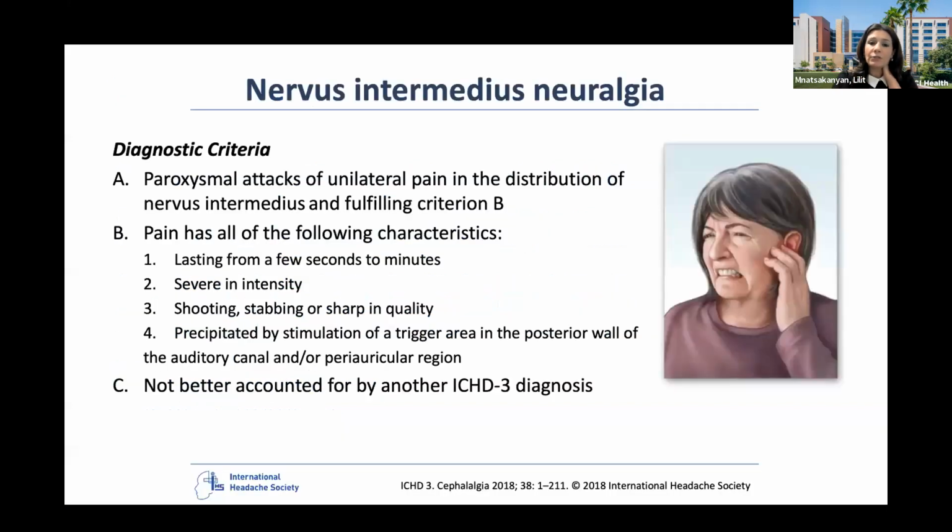One other neuralgia is the nervus intermedius neuralgia, which is a branch of the facial nerve. Again, very unique paroxysmal attacks of short-lasting, very severe pain that is around the ear, and can be stimulated in the posterior wall of the outer ear canal or periauricular region if just a little stimulus is applied there.